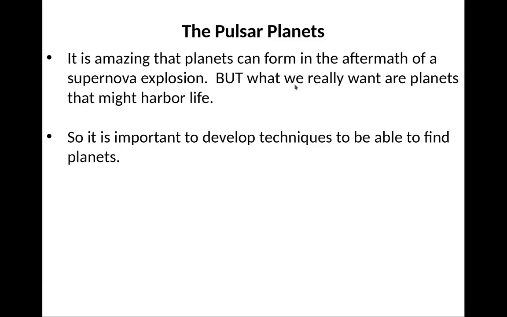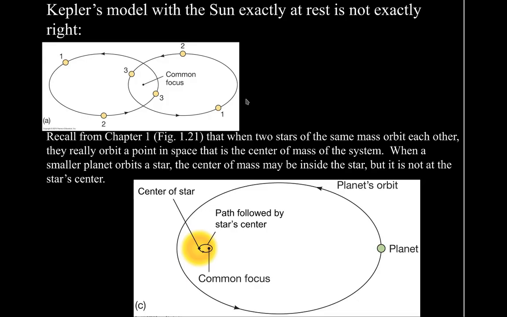But what we really want are planets that support life. Basically, we want planets like planet Earth. So it's important to develop techniques to be able to find planets. Here are a few techniques of how this might work.